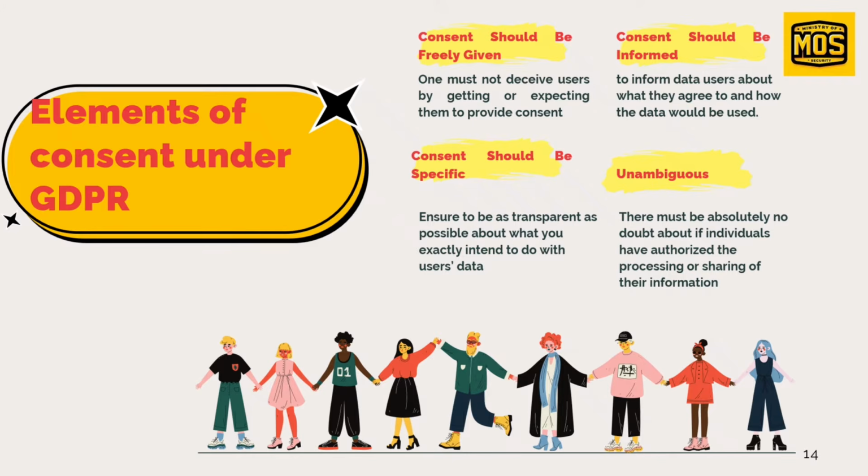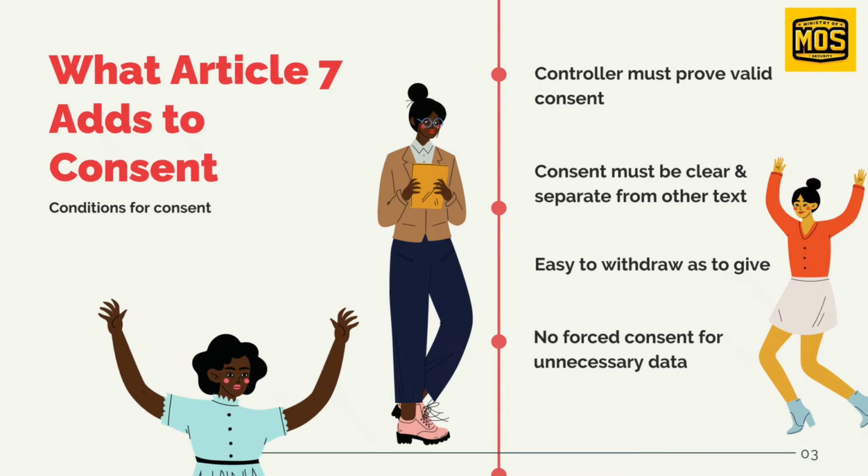Moving on, the next element is that consent has to be specific. This is most important because it ensures that organizations are maintaining transparency about what they are intending to do with the user's data. The last but not the least element, for organizations and companies or whoever is collecting personal data, is that consent shouldn't be ambiguous. What it means is that there should be absolutely no doubt that individuals have authorized the processing or sharing of their information.